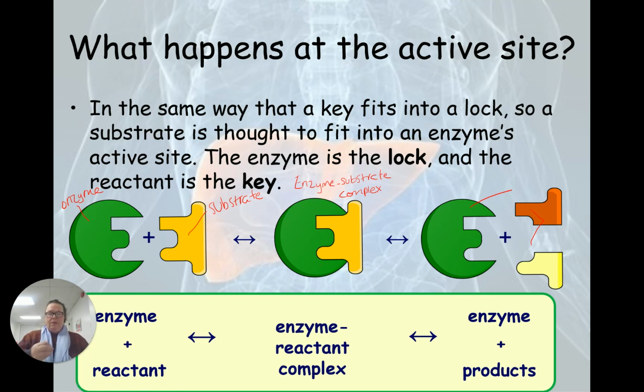So one of the questions at the end is about the lock and key. So I'll show you an example of how you would have to write your answer. Right, so that's what happens at the active site. Now the active site is very sensitive. So this bit here is very sensitive. So if this enzyme gets too hot, the active site will change shape.